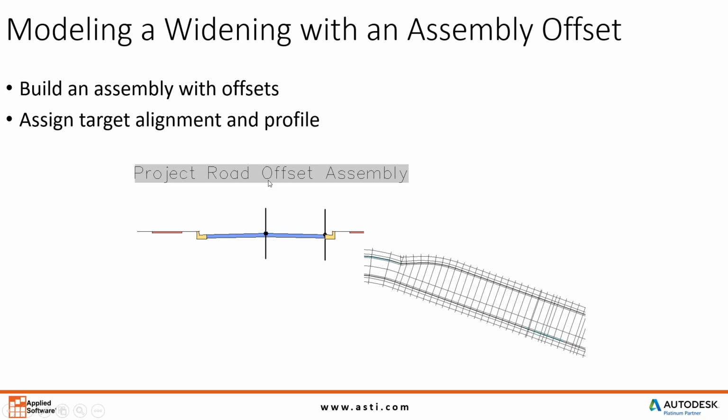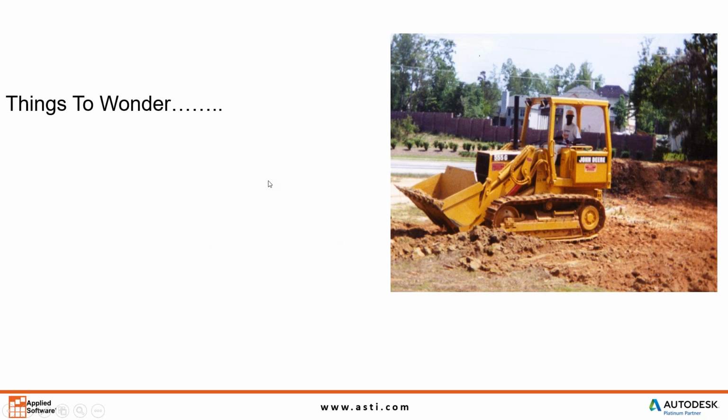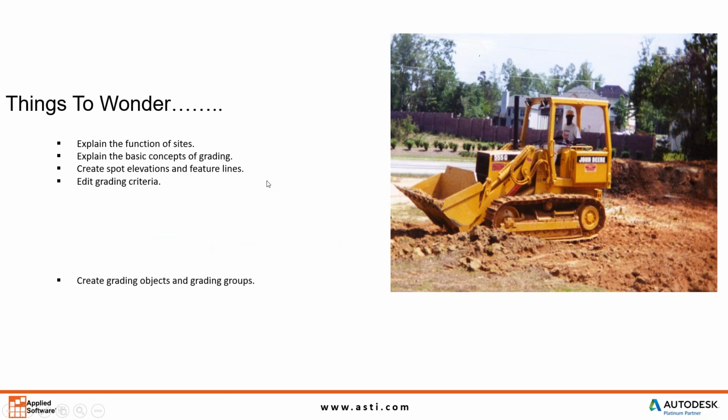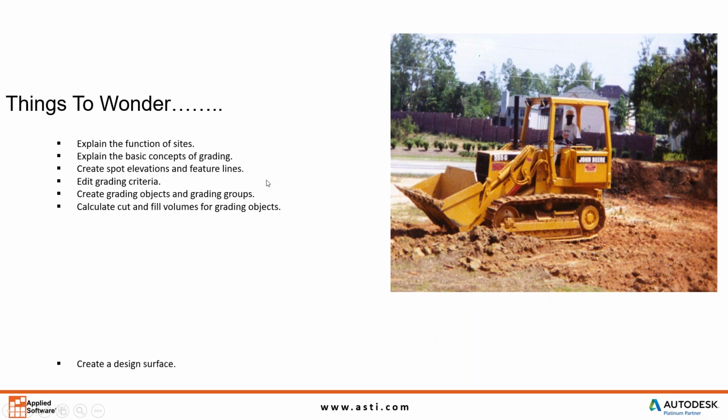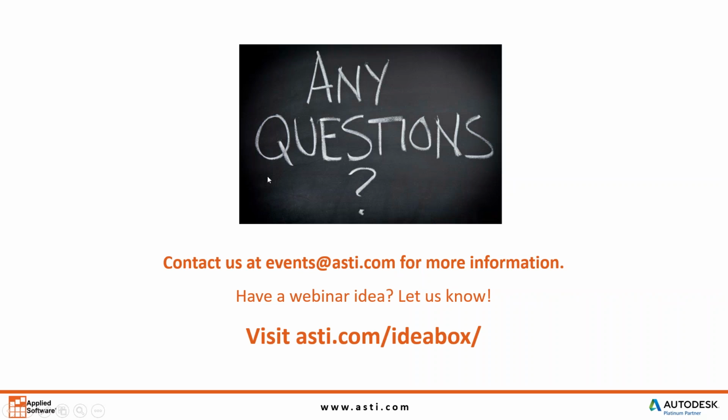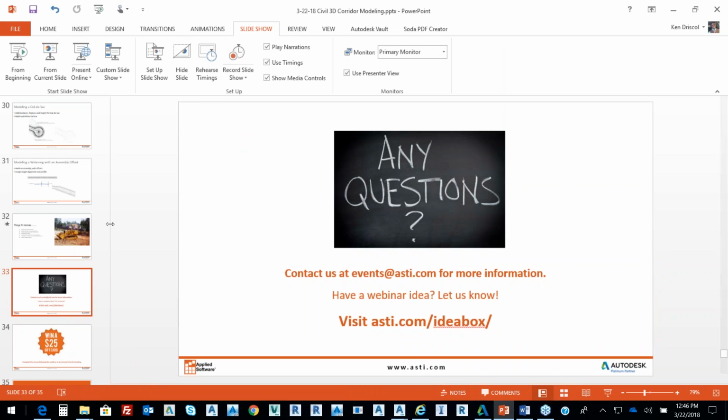Okay, even when we need to widen an offset assembly, a knuckle, target alignment and profile, those are things that are required. And just things to wonder about in my past history, you know, site grading. Explain the functions of a site, concepts of grading, feature lines, grading criteria. Those are the things that we want to think about for our next. So before the questions start, we want to jump into the demonstration.